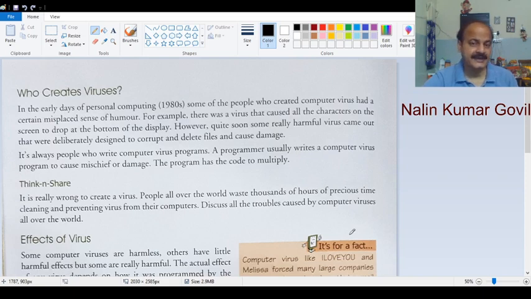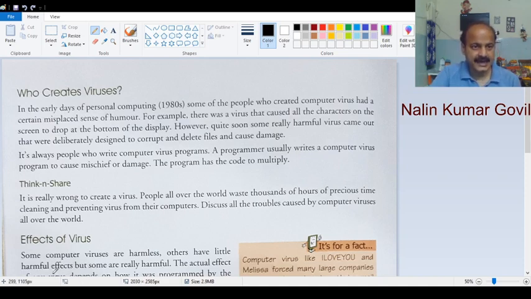For example, the characters written on the screen drop one by one. So this was fun, or you can say it was a game. But after that, such activities made viruses whose aim was to destroy the hard disk and remove files from your computer system.